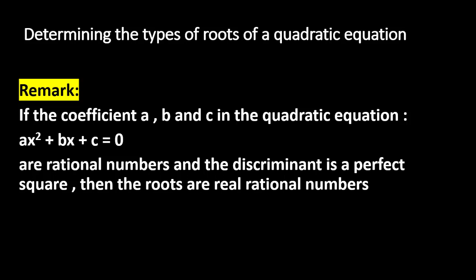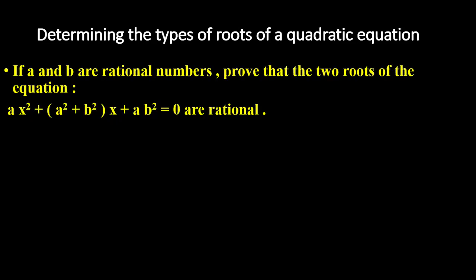Okay, we have a remark here. If the coefficients a and b and c in a quadratic equation ax power 2 plus bx plus c are rational numbers, and the discriminant is a perfect square, so you have two conditions: a and b and c are rational and the discriminant is a perfect square, then the roots are real rational numbers.